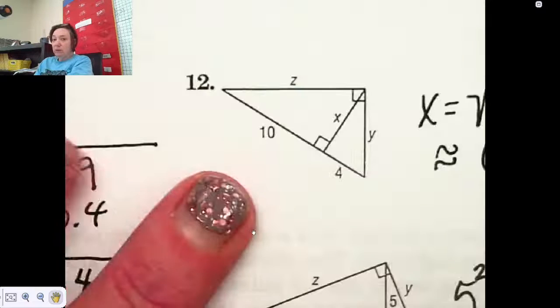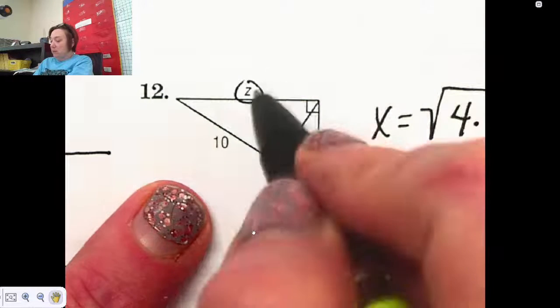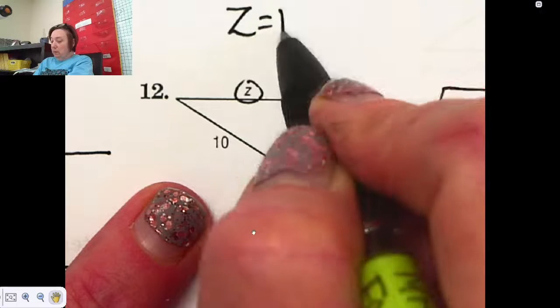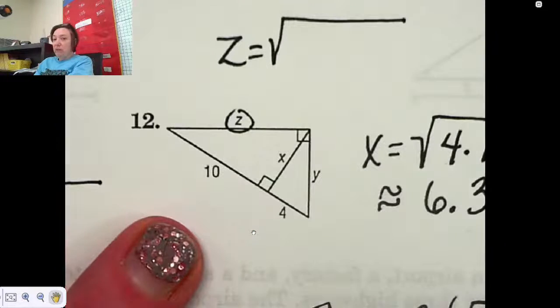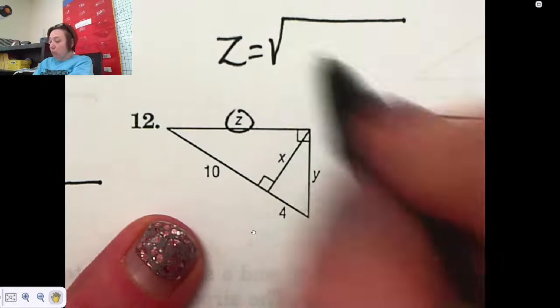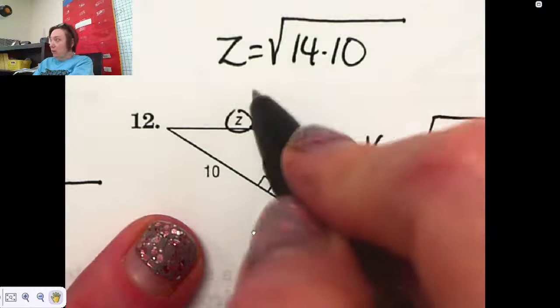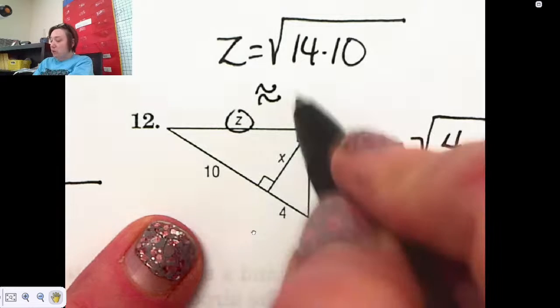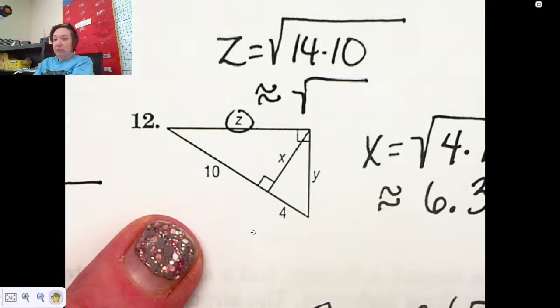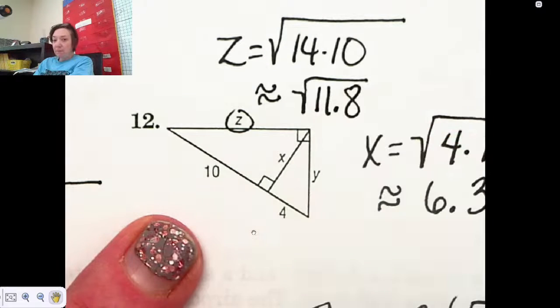Okay, so look at number 12. If we want to find this Z, that Z right there, what do we find the geometric mean of? 14 and 10. Good, Brandon. So you're just going to plug that in your calculator. Yes, sir. Just plug that in your calculator. What you got? 11.8. Okay.